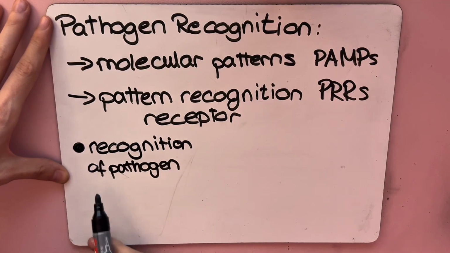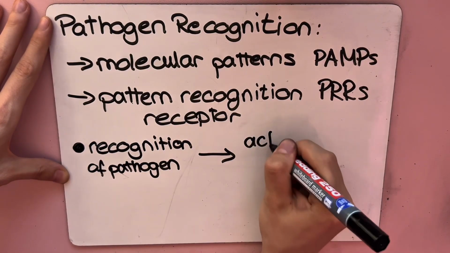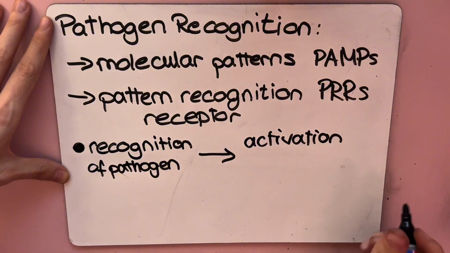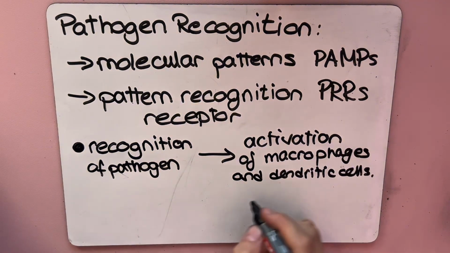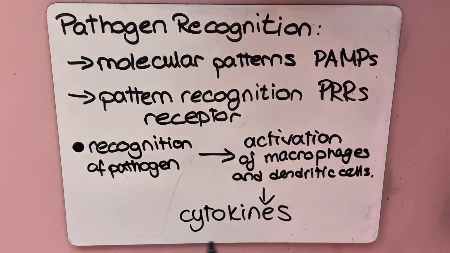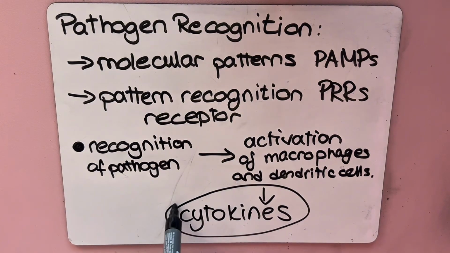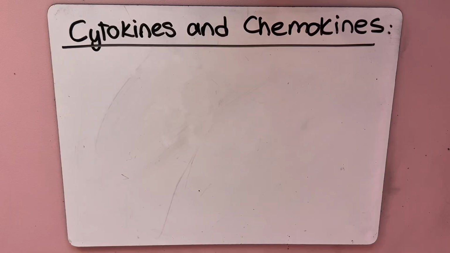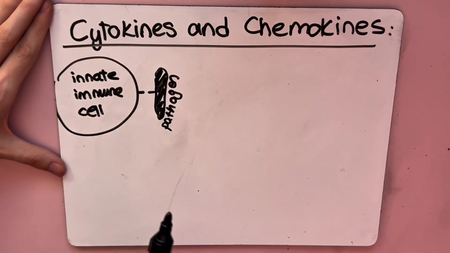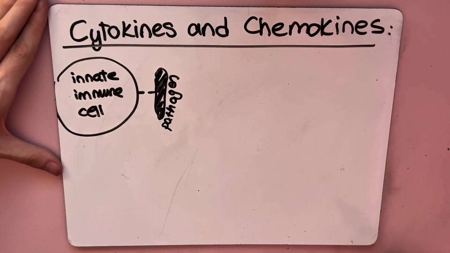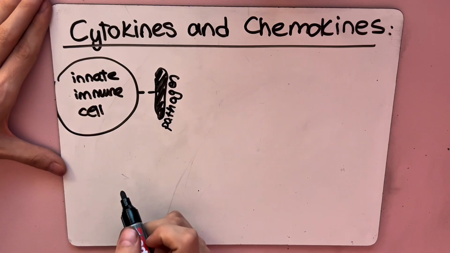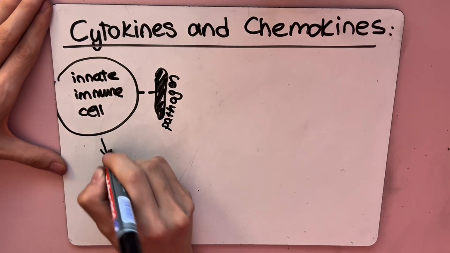So the recognition of a pathogen causes the activation of macrophages and dendritic cells, which start producing cytokines. But now the question arises: what are cytokines? Let's answer that question. Cytokines and chemokines. When an innate immune cell recognizes a pathogen via the PRRs, it quickly releases chemical messenger proteins called cytokines.